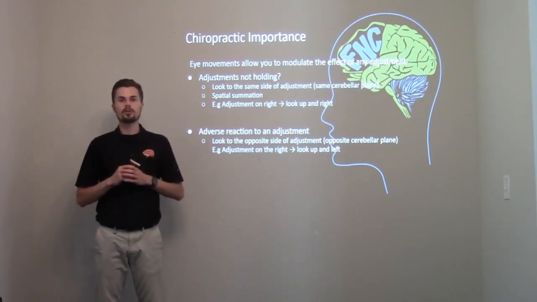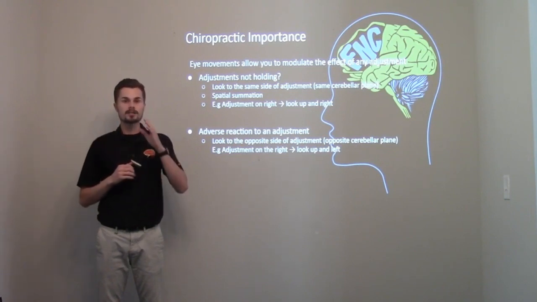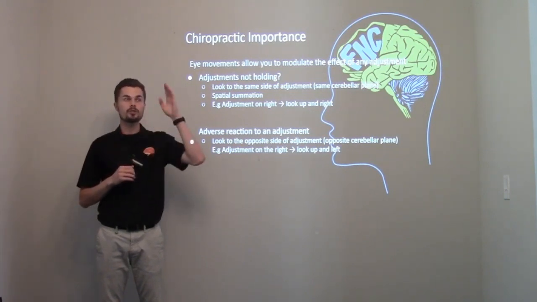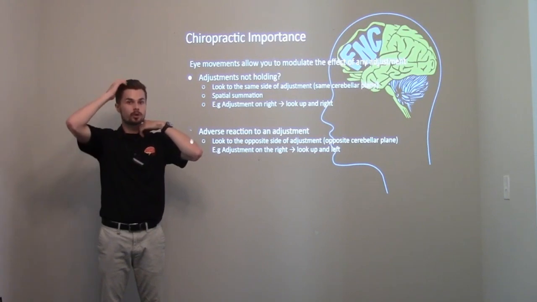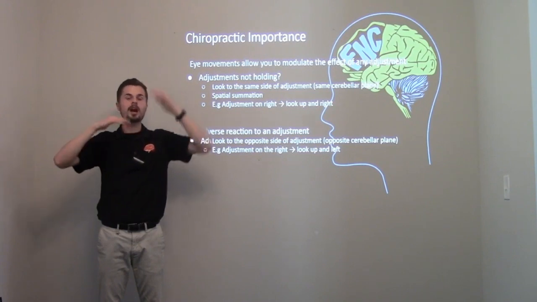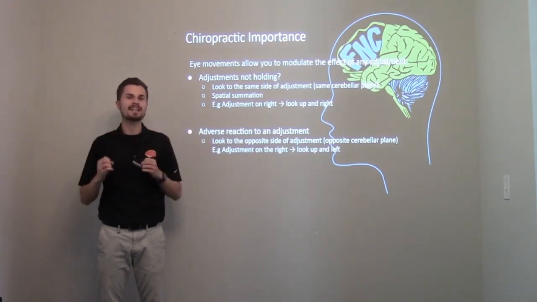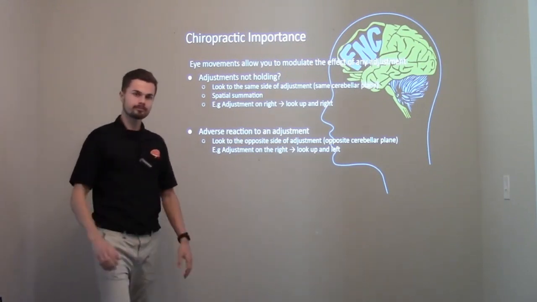Let's say you're adjusting on the right side again, and you want to move the patient's eyes to the left. What happens when you move your eyes up and to the left? Well, you get more left cerebellar activity and more right cortical activity, versus the adjustment, which is going to be right cerebellar activity and the left cortex. So you're counterbalancing those two, so you're not getting as much activity and stimulation into that system. All right.